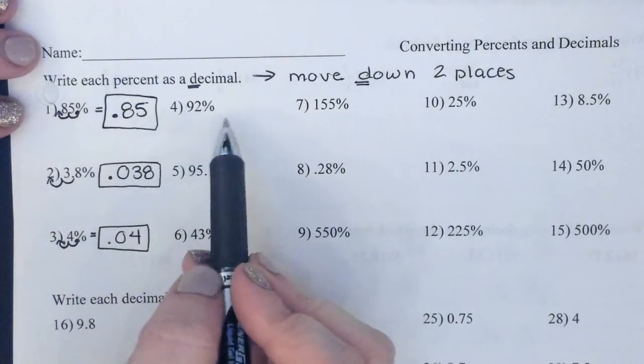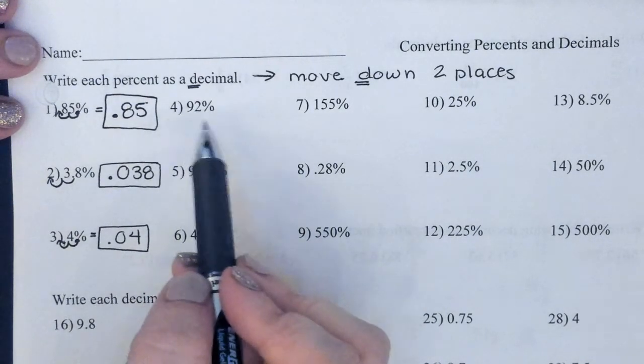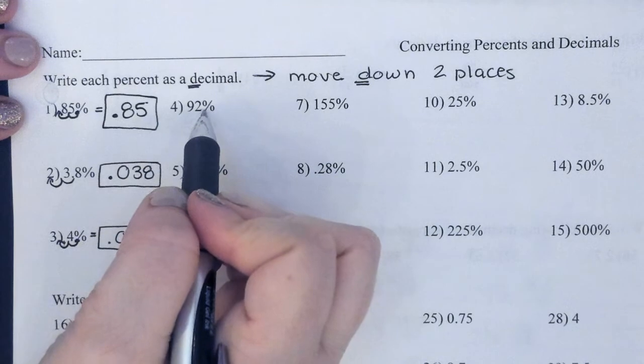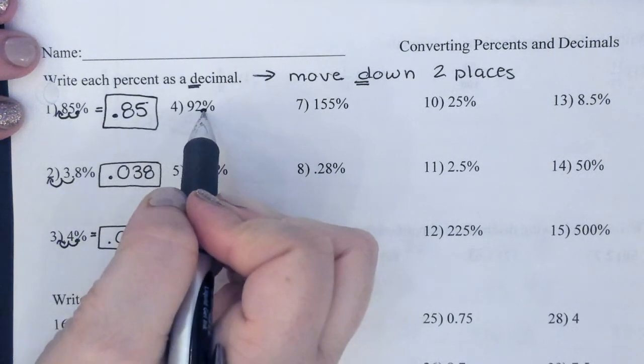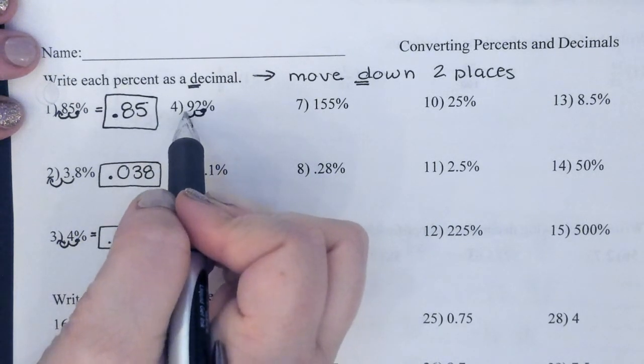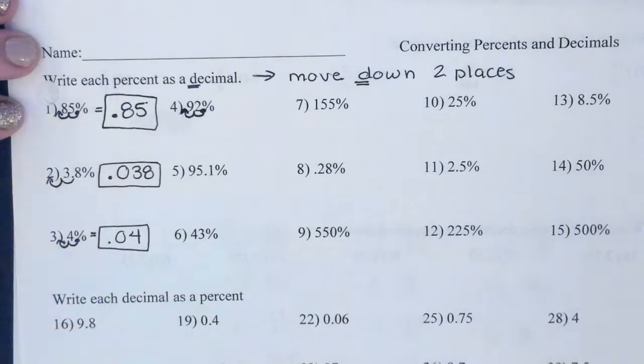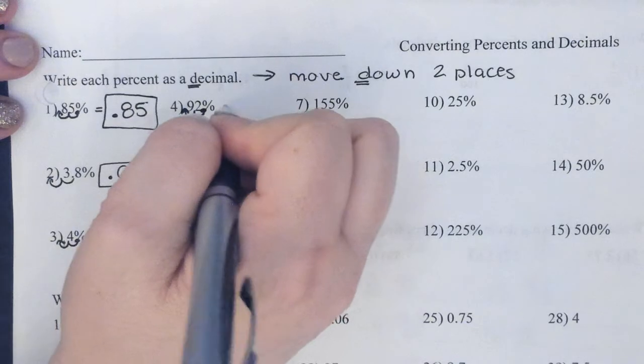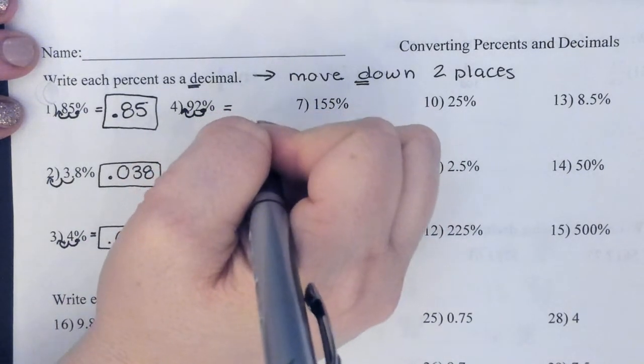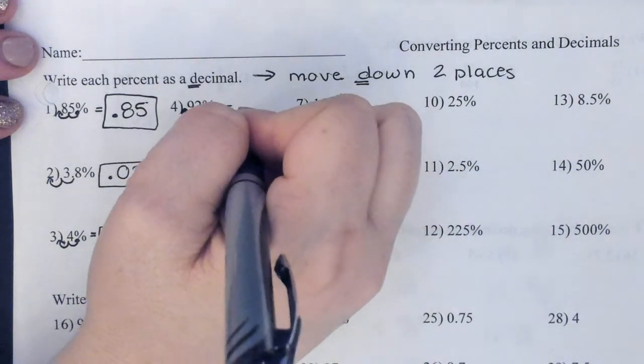Number 4, does it have a decimal? No, so we're going to put one at the end. And now I can count over. 1, 2. You're always moving 2 places. All right? So what do I get there, RJ? 0.92.